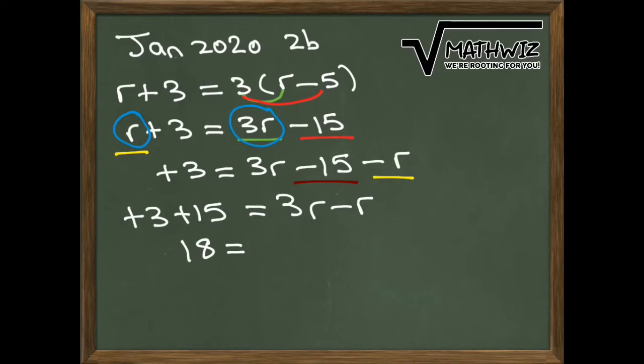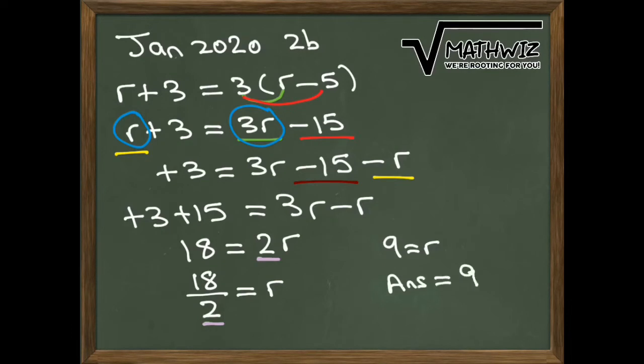So 3r minus r, this is like you have 3 apples and then somebody takes away 1 from you. So what you are left with is 2 apples. Now at this point, the 2 which is multiplied, when we take it across, we are going to divide, and our fractions, if you look back at that video, we use it to represent division, right? So 18 divided by 2 is going to give us 9, and so your answer is r equal 9.